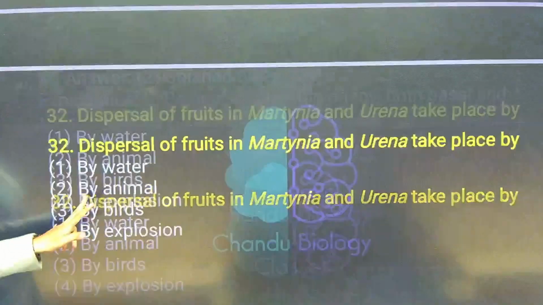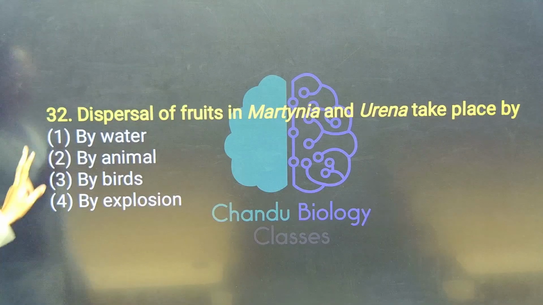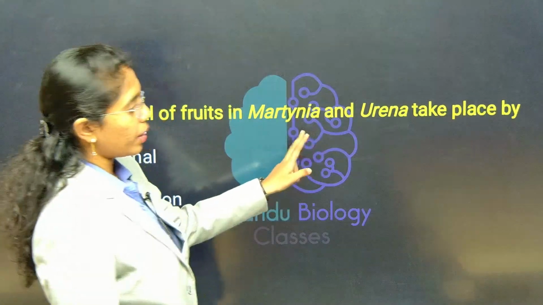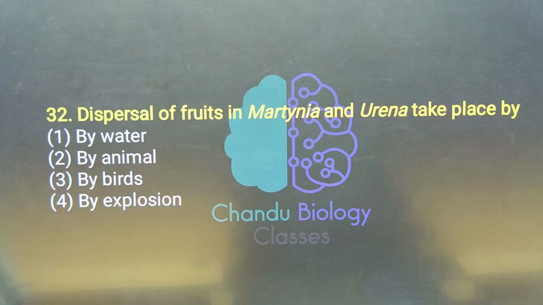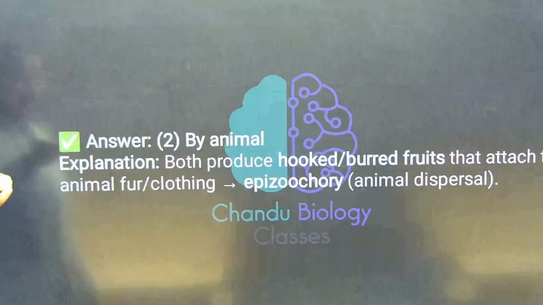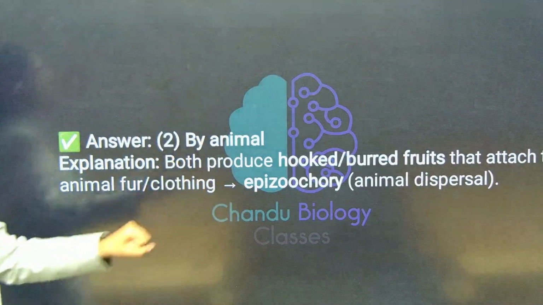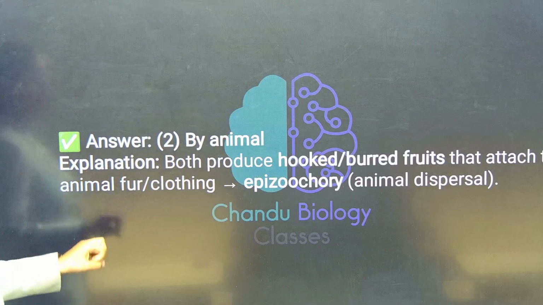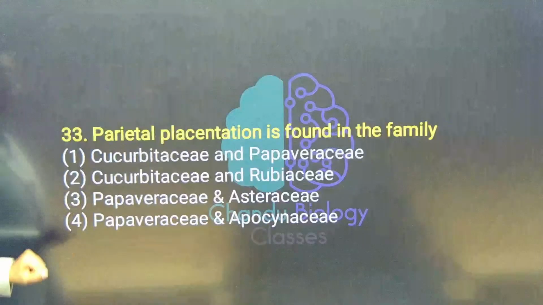Okay. Here, next question is about fruit dispersal. Dispersal of fruits in Martynia and Urena takes place by what? What is the mode of dispersal of fruits in these plants? It is by animals. Both produce hooked and barbed fruits that attach to animal fur and clothing. This is epizoochory.